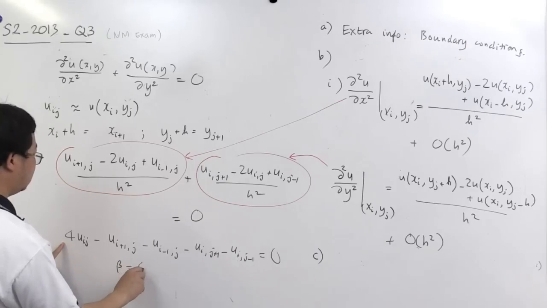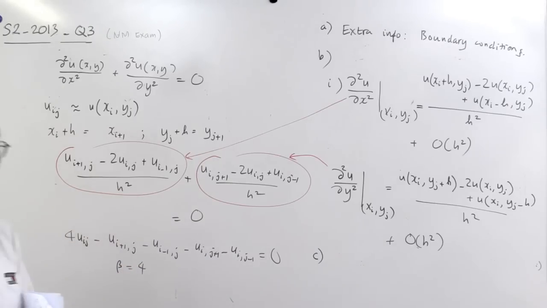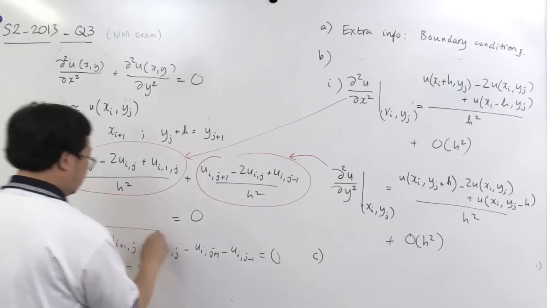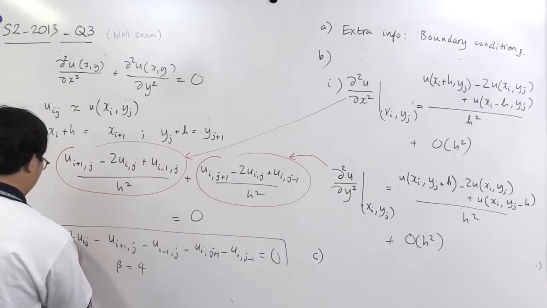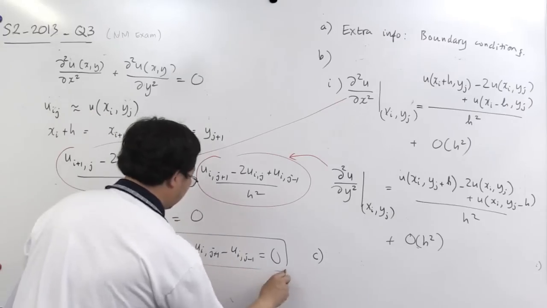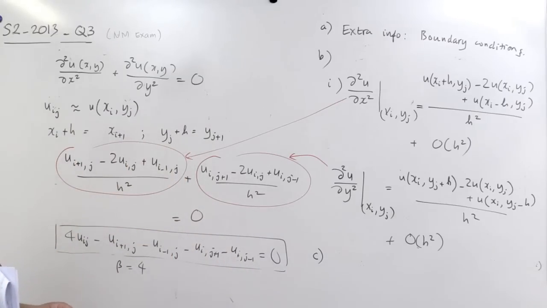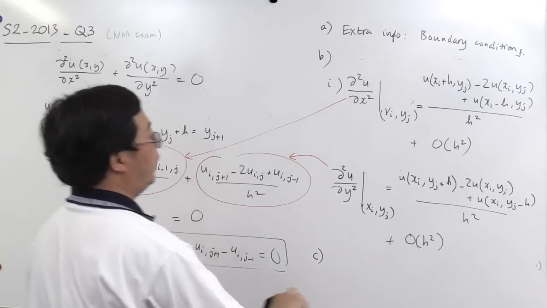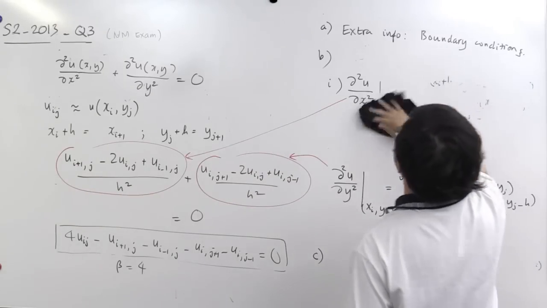So beta is 4. If you look at the question, this is the equation given in the question, with beta, and we replace beta with 4, and we derive it just by putting in the correct approximation formula. So now the next question is, now you need to write down this equation at very specific points.